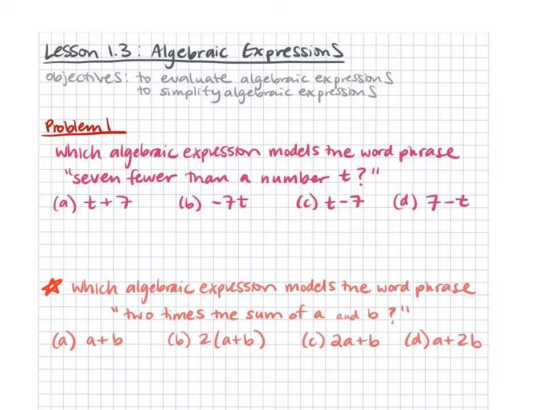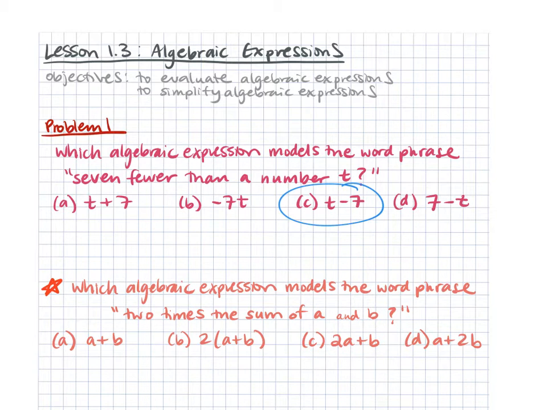The first problem states, which algebraic expression models the word or phrase? We're just turning words into numbers. 7 fewer than a number t. If you think about the English here, 7 fewer means you have 7 less than a number you already had. So you're starting with the t, even though it's written second. So it's going to be t minus 7, which is going to be c here.